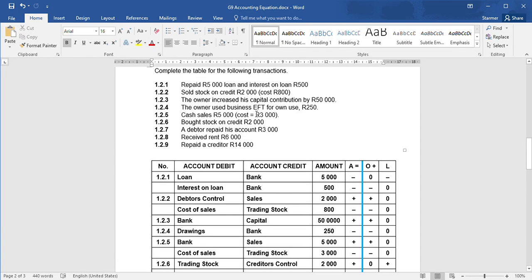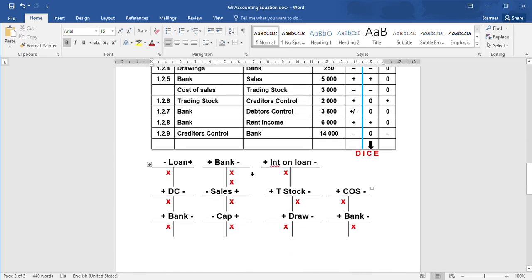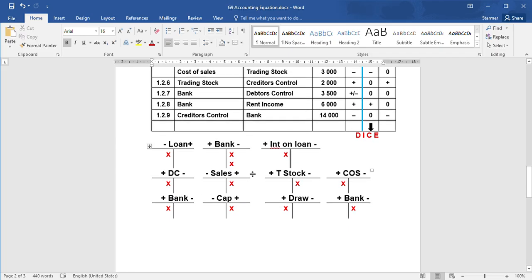Okay, the next one. The owner increases capital by 50,000. What two accounts change? One must be capital. The business is receiving money, so the other one is bank. I've left some out, I'll come back to it. So bank is increasing now, so you put an X on the debit side. Capital is also increasing, so you put an X on the plus side. Can you see how important it is that you know your plus minus signs here? Otherwise you're going to get the stuff back to front.